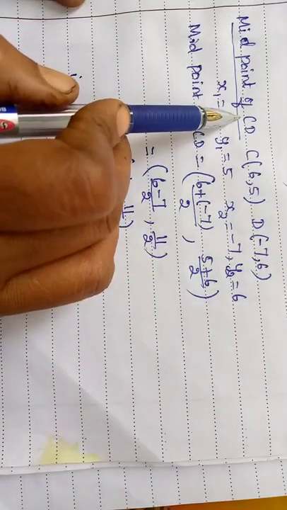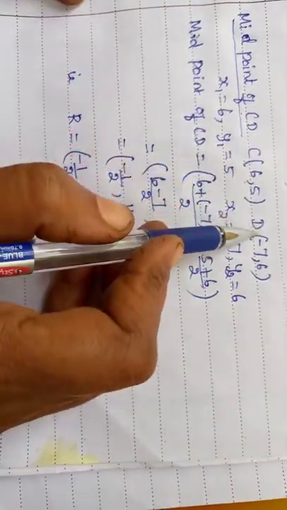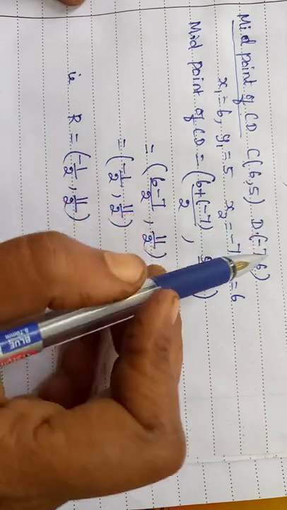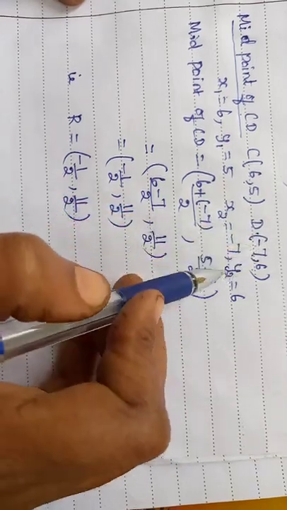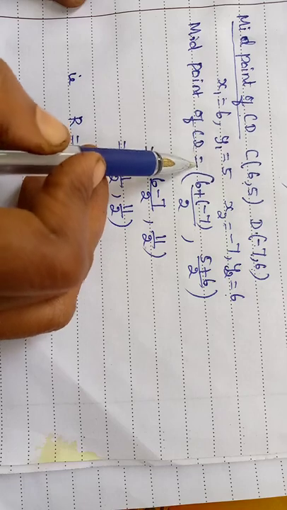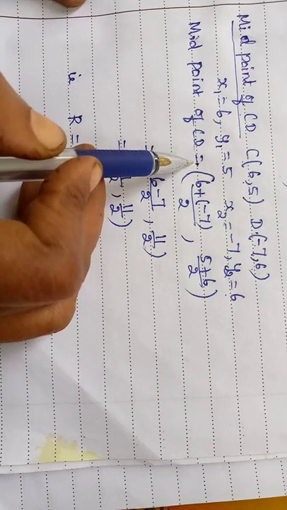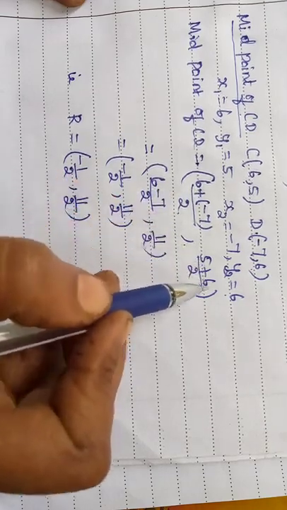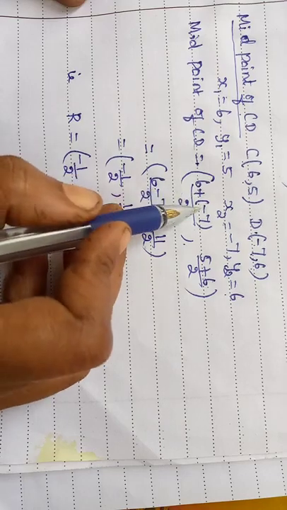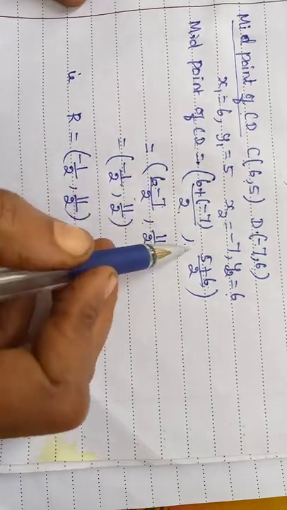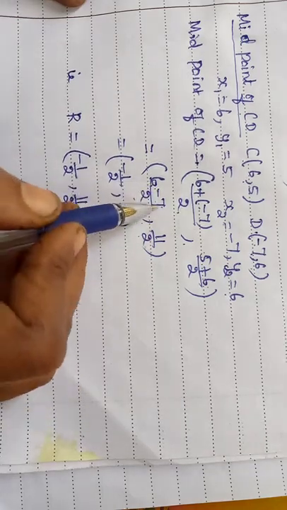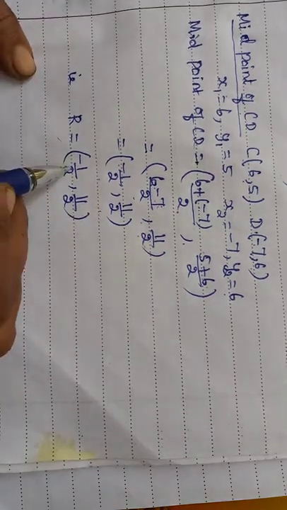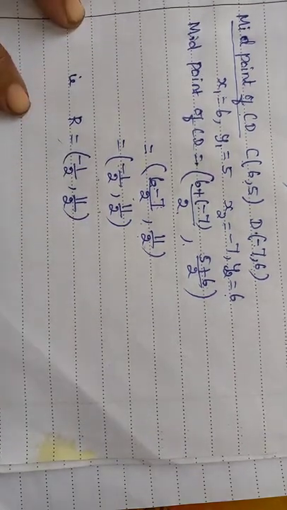Next, midpoint of CD, that is C of 6 comma 5 and D of minus 7 comma 6. Here x1 equal to 6, y1 is equal to 5, x2 is equal to minus 7, y2 is equal to 6. Using the midpoint formula, 6 plus minus 7 by 2 comma 5 plus 6 by 2, that is minus 1 by 2 comma 11 by 2. Therefore R is equal to minus 1 by 2 comma 11 by 2.